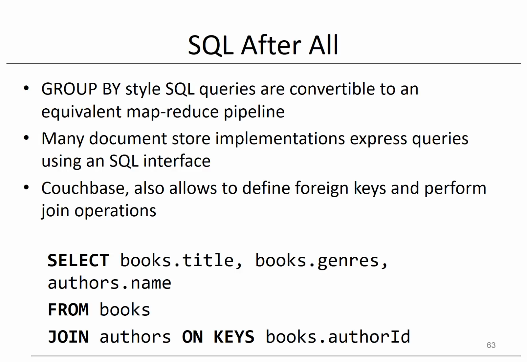Some document stores, such as Couchbase, also allow you to define foreign keys in document structures and to perform join operations directly in queries. This means that the following query is possible using Couchbase N1QL, which is Couchbase's SQL dialect. Select books.title, books.genres, authors.name from books, join authors on keys, books.authorID.